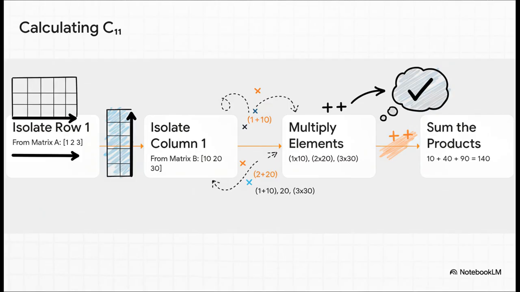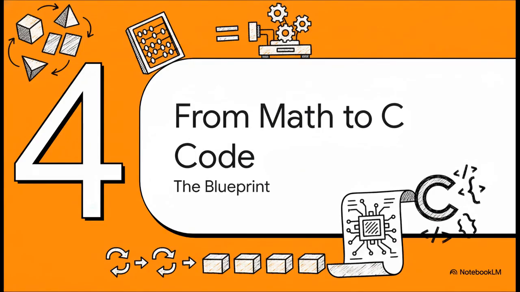Let's walk through it nice and slow. To calculate the very first element of our result, we grab row 1 from A, that's 1, 2, 3, and column 1 from B, that's 10, 20, 30. Then we just pair them up, 1 times 10, 2 times 20, and 3 times 30. That gives us 10, 40, and 90. Add those all together, and bam, you get 140. That's our first element.